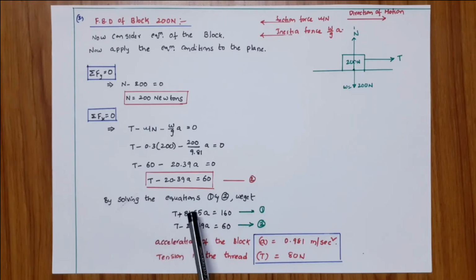By solving equations 1 and 2: T plus 81.55A is equal to 160, this is equation number 1; T minus 20.39A is equal to 60, this is equation number 2. By solving these two equations, finally we get the acceleration of the block A equal to 0.981 meter per second square and the tension in the thread T equal to 80 Newton.